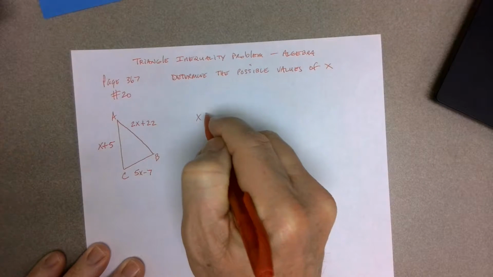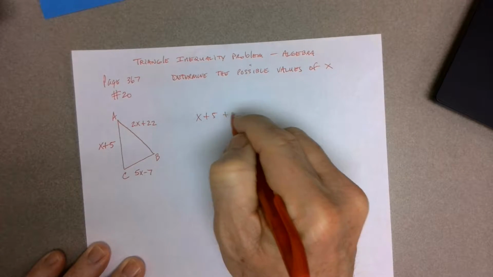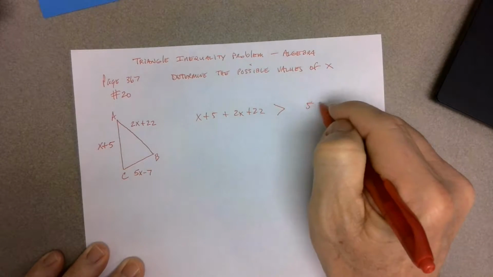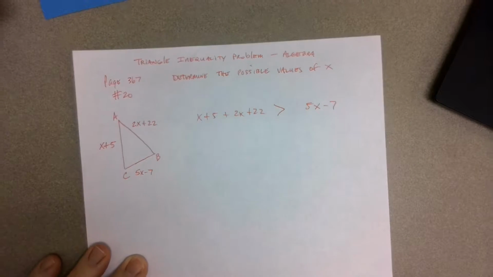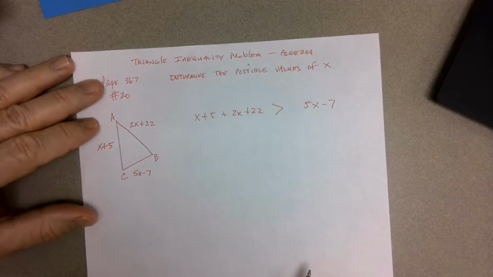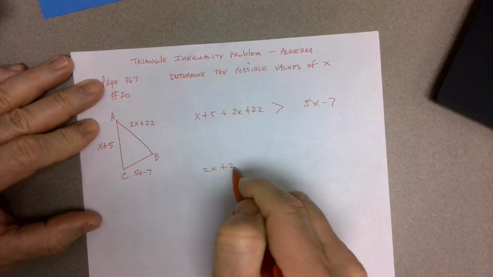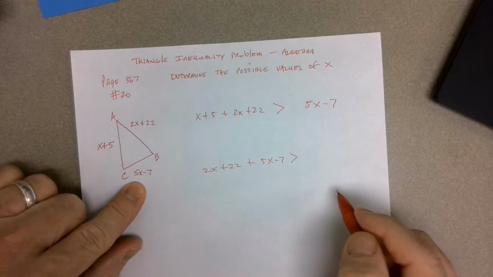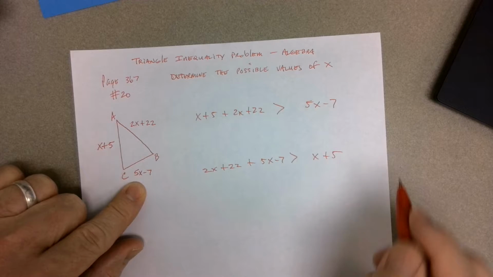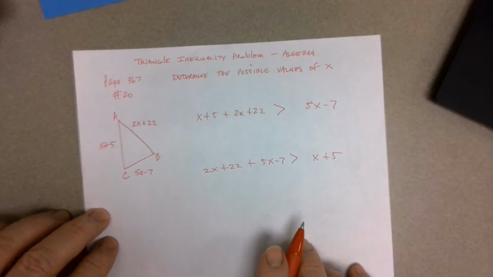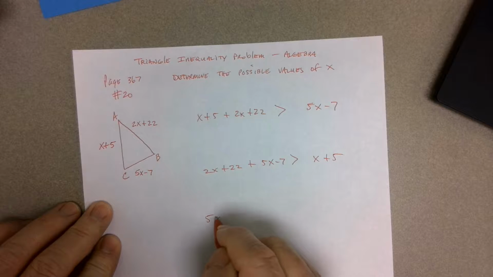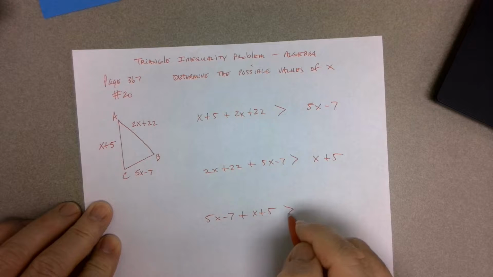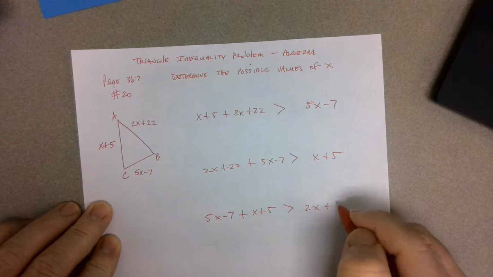So I'm just going to set this up and say x plus 5 plus 2x plus 22 has to be bigger than 5x minus 7, which is the third side in that case. Okay, by that same idea, 2x plus 22 plus 5x minus 7 has to be greater than x plus 5. And then finally I have one more inequality that I could set up. So 5x minus 7 plus x plus 5 is going to be greater than 2x plus 22.